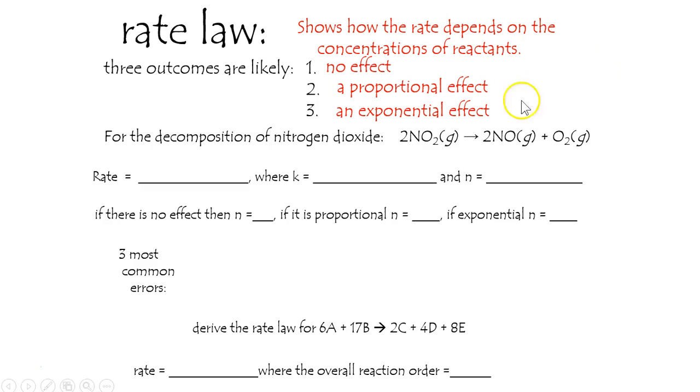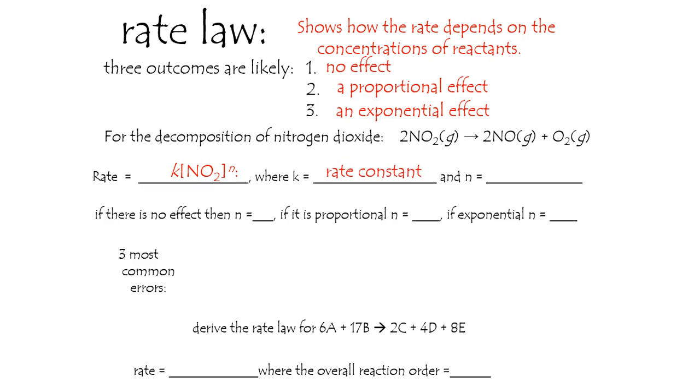Let's take a look at this for this reaction here. We're decomposing nitrogen dioxide into nitrogen monoxide and oxygen. We've got some coefficients. Everything's in the gaseous form. The generic setup is that the rate will be equal to some constant K times the concentration of the reactants to some power that has to be determined experimentally. So K we call the rate constant.